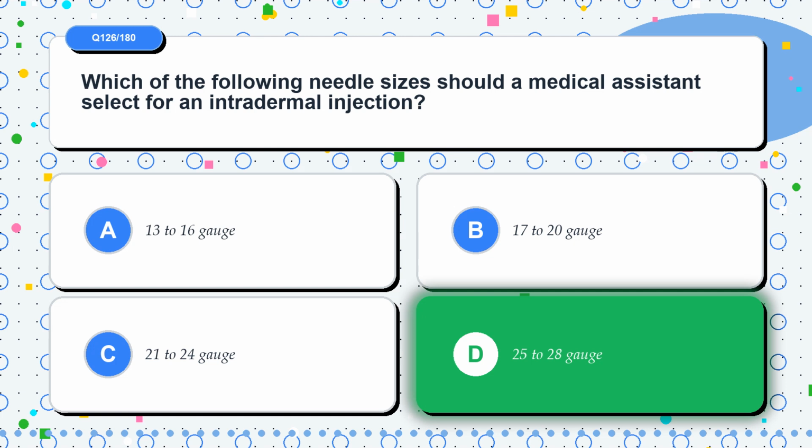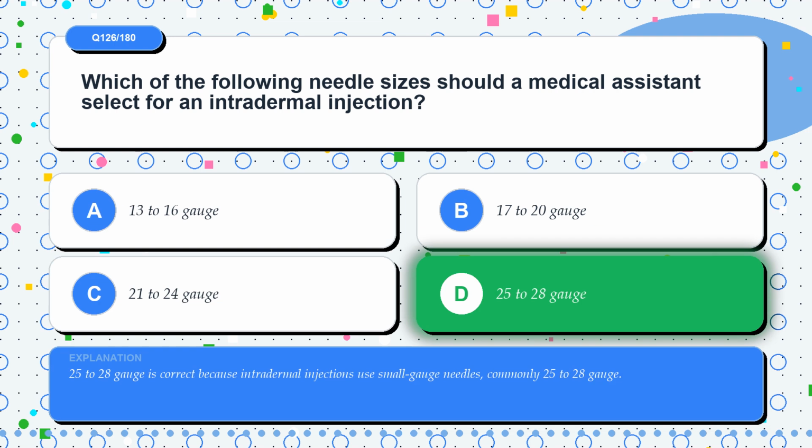The correct answer is option D. 25 to 28 gauge. 25 to 28 gauge is correct because intradermal injections use small gauge needles, commonly 25 to 28 gauge.